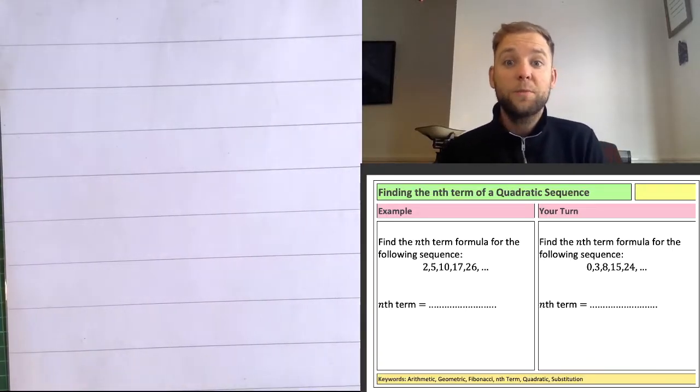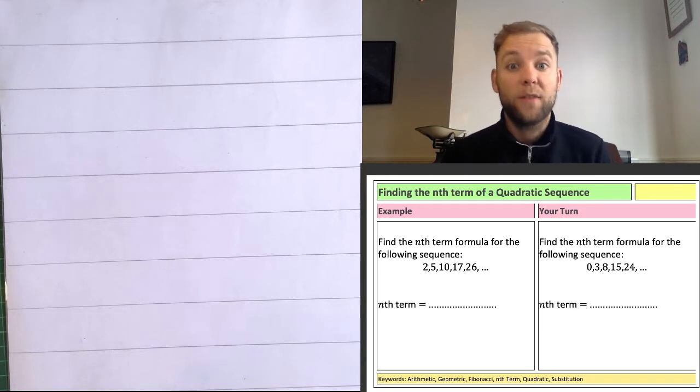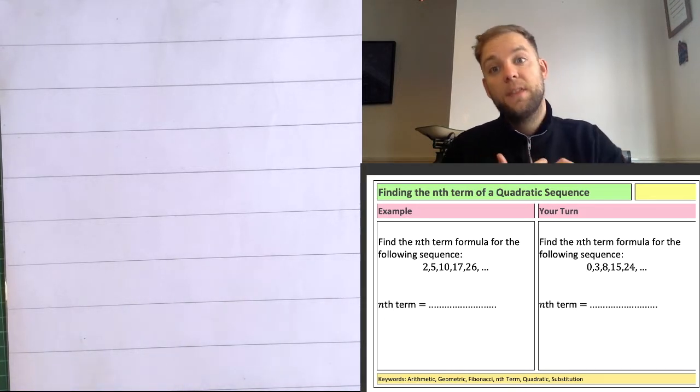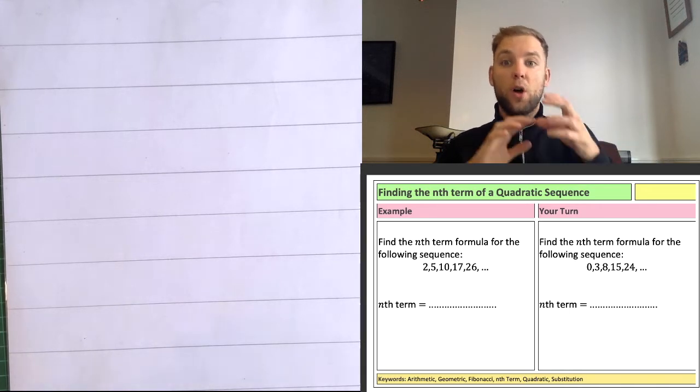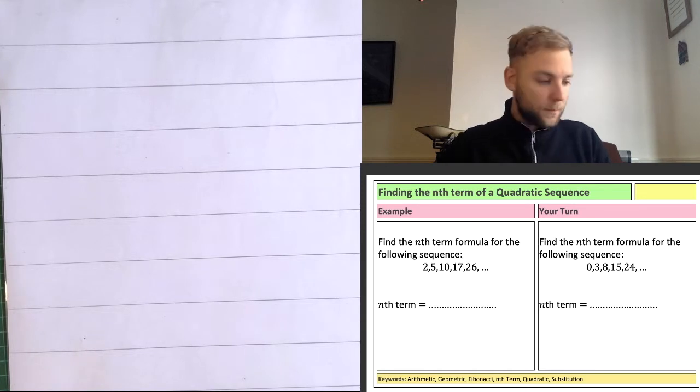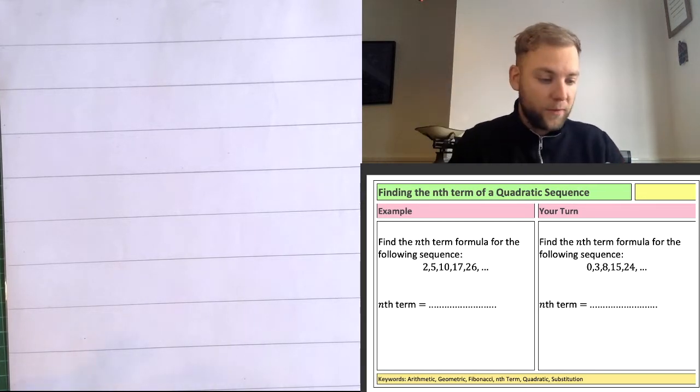Hello and welcome to today's lesson on finding the nth term of a quadratic sequence. Now if you haven't seen the video on finding the nth term of a linear sequence, it's probably worth watching that first. So let's just start off with our first example.